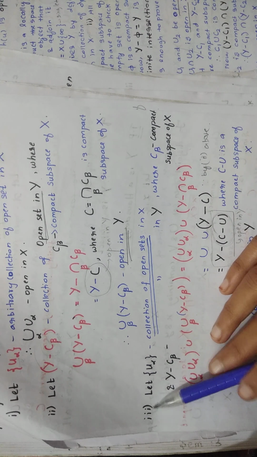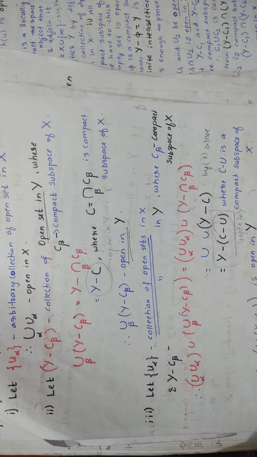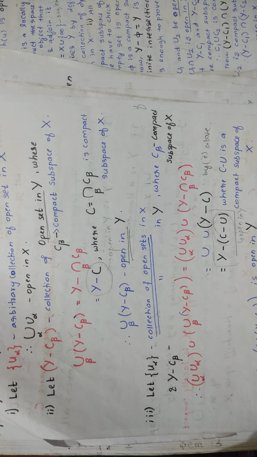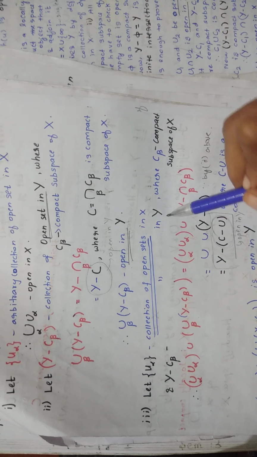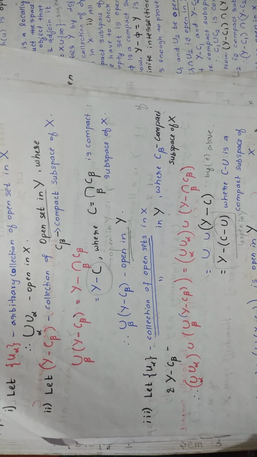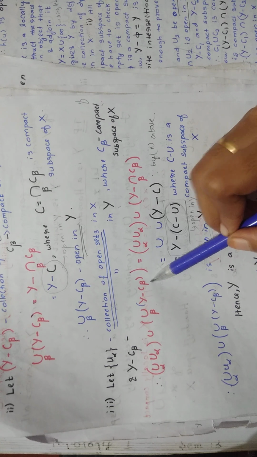Okay, now let's take case 3. 3 means you are taking the U alpha collection and another 2 sets you will take: the U alpha collection and the Y minus C beta collection. So you are taking like that. You know that this is an open set in X and this is an open set in Y. Here C beta is a compact subspace of X. Everything you know. Now finding the union of this and this.